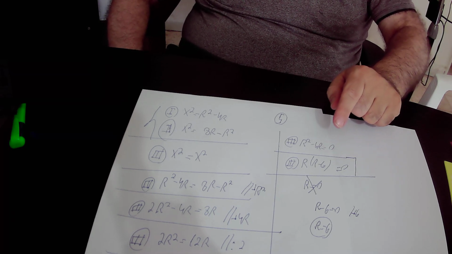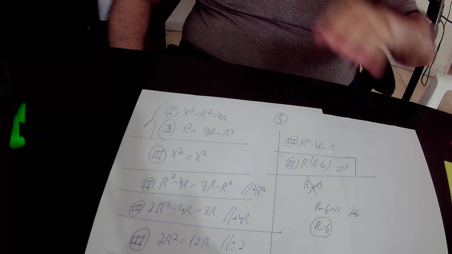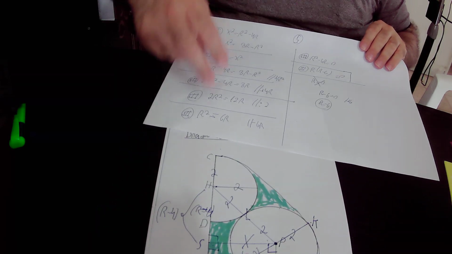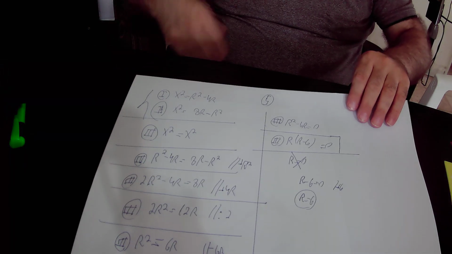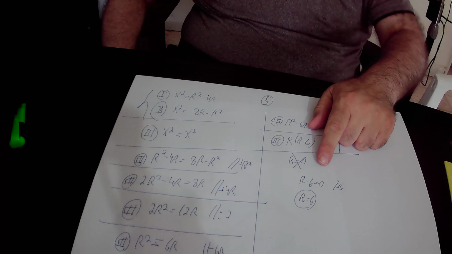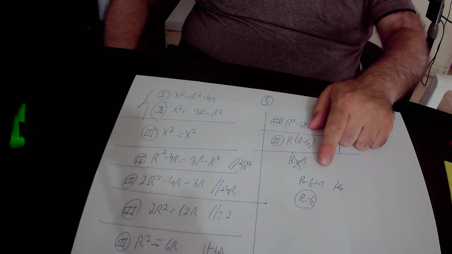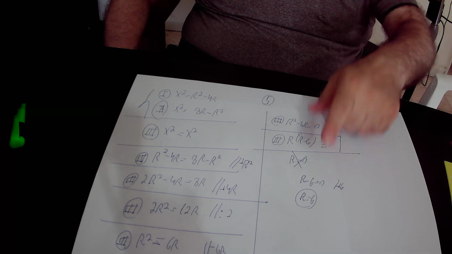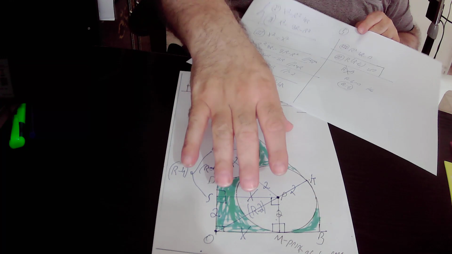So here we have two possible solutions for R. The first solution is R equals 0. But because R is the radius of the quarter circle, it can never be equal to 0. It must be a positive number. Therefore, we are left only with the second solution, R minus 6 equals 0. We added 6 to this equation and found that R equals 6. So the radius of this quarter circle equals 6 units.